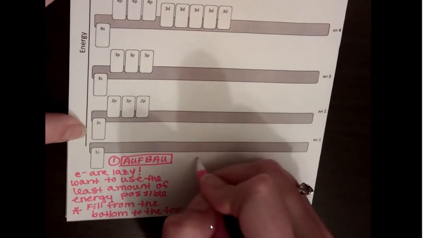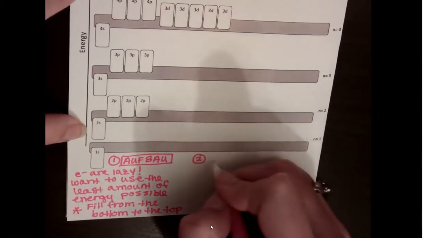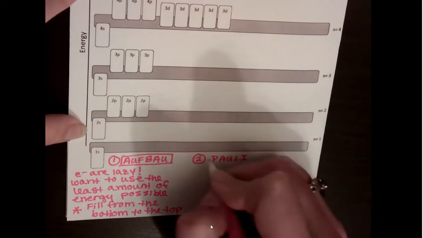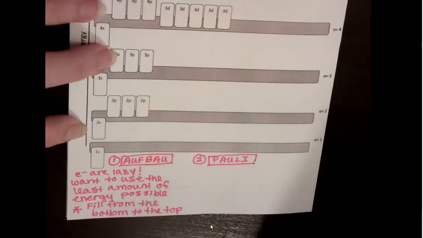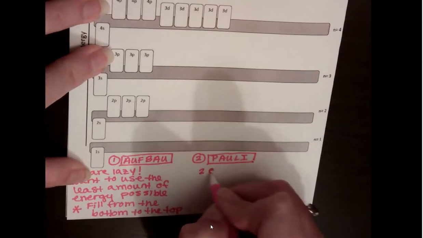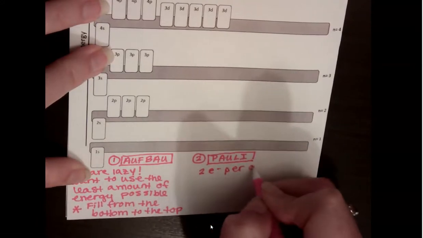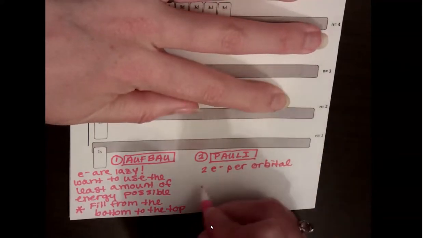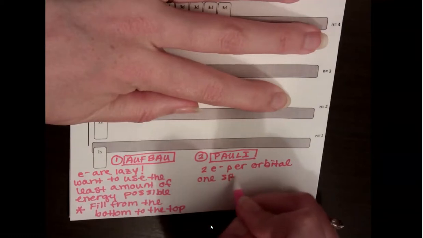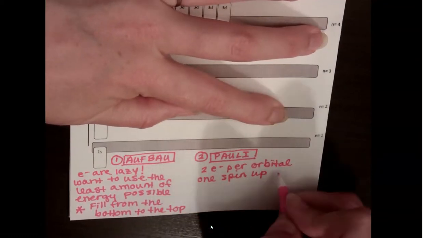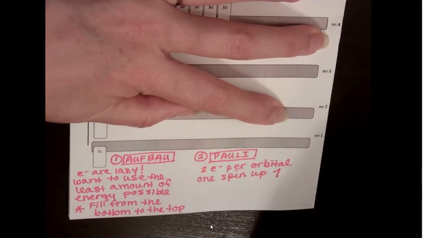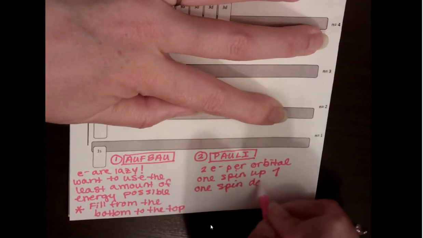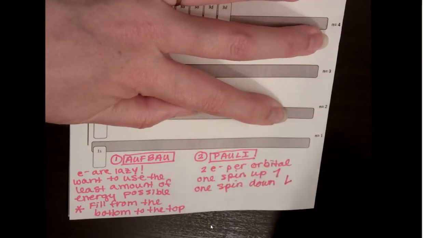The next rule that we have is going to be the Pauli exclusion principle. I'm just going to write Pauli for the sake of space on our paper here. And this says that 2 electrons per orbital, one is spin up. We'll use a little half arrow going up, and one is spin down. We'll use a little half arrow going down.